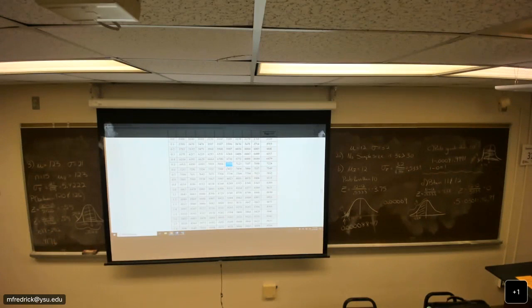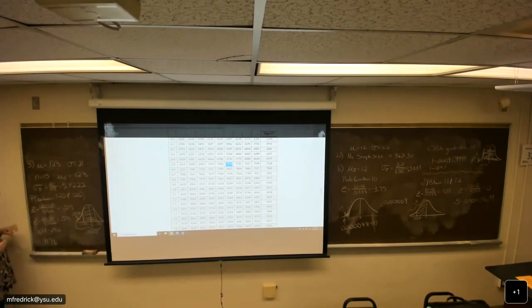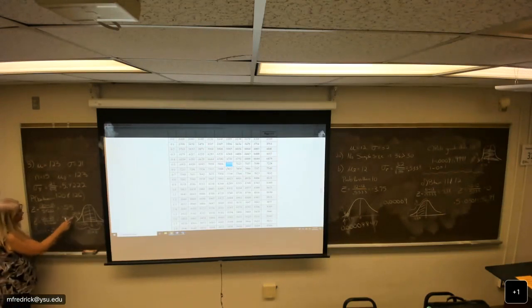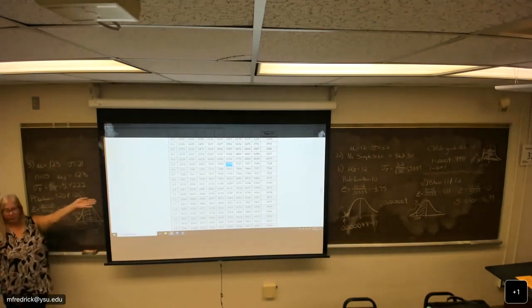So to find above, you subtract from 1. When they're in between, you subtract them. If you're looking for below, it's going to give you below. So if we wanted below negative 0.55, that's that value. So if you're looking for below, the table gives it to you.